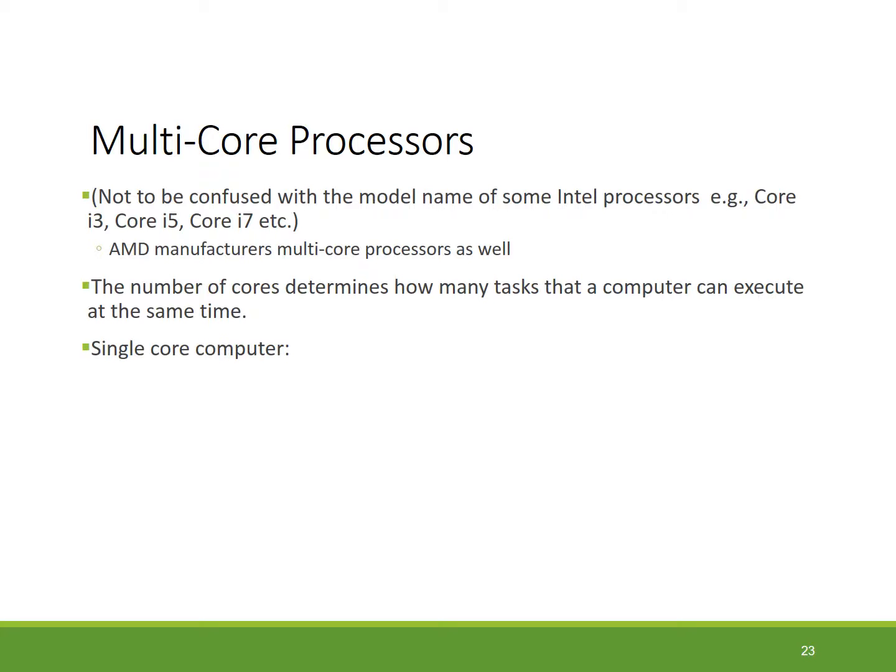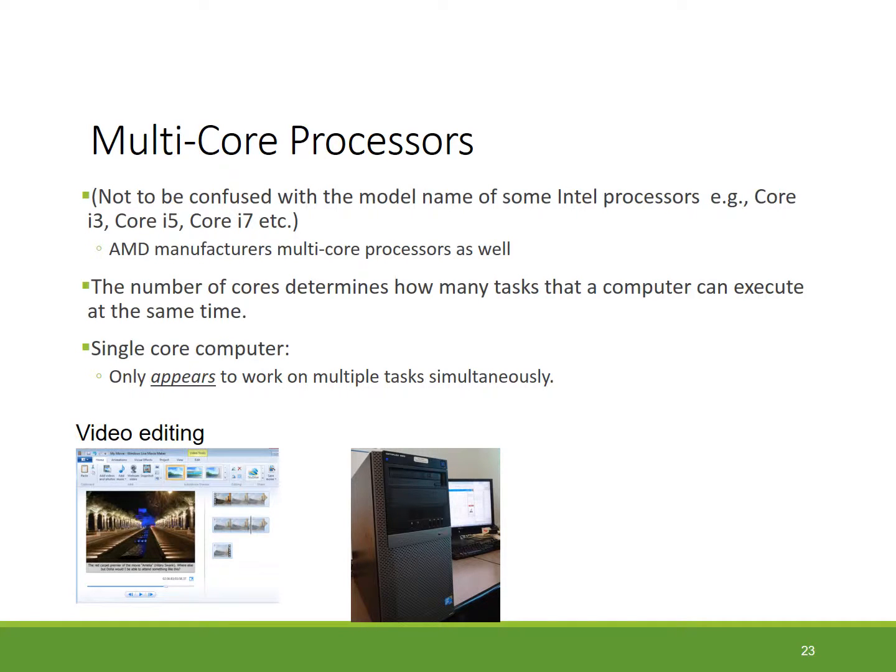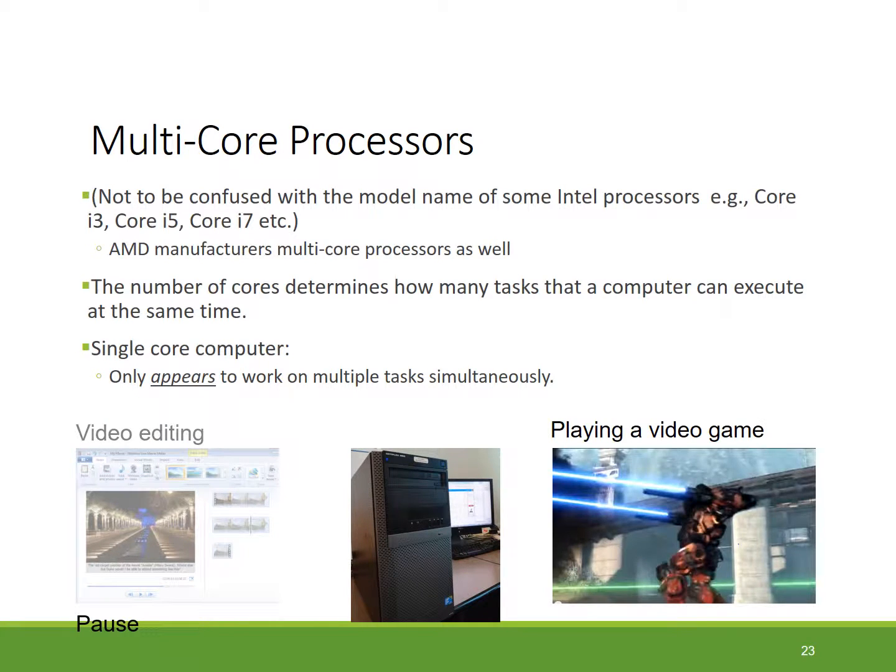So I'm going to show you now how a single core computer works. They only appear to work on multiple things at the same time, or simultaneously. Here's an example. You have your machine on and you start doing some video editing, okay? And it's processing and taking a few minutes, and you decide to go off and maybe do some video gaming. So it's running the video editing, it'll pause the video editing now, and you'll start playing the video game. So both of them actually don't run at the same time.